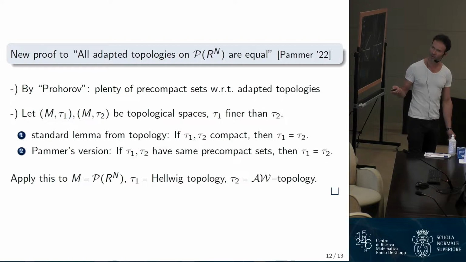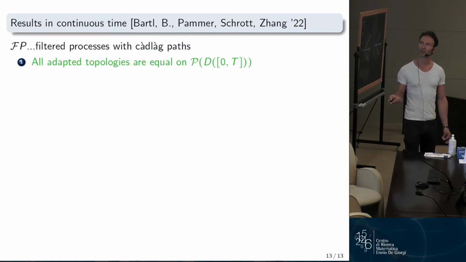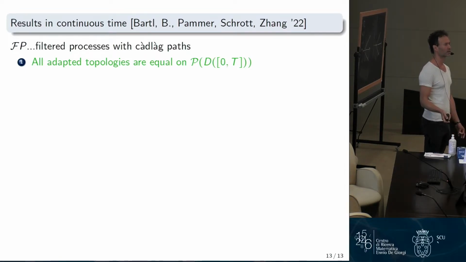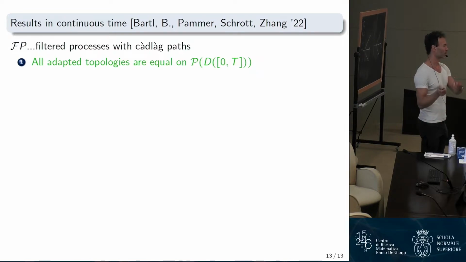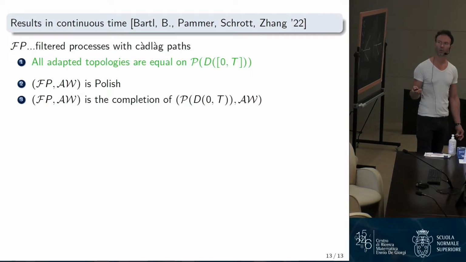What I find very great, what I really like about his proof, is that now you have a chance to do this in continuous time. So what we see is actually the same phenomenon works also in a continuous time setting, where people have been looking at these different topologies. You end up seeing that they are the same. Once again, if you allow for non-trivial filtrations, you get a Polish space.